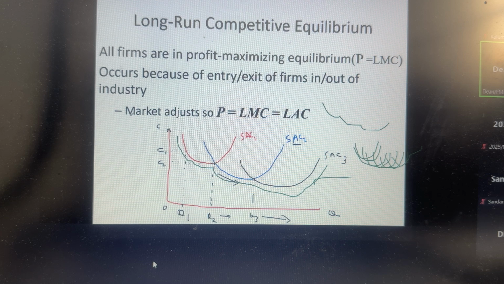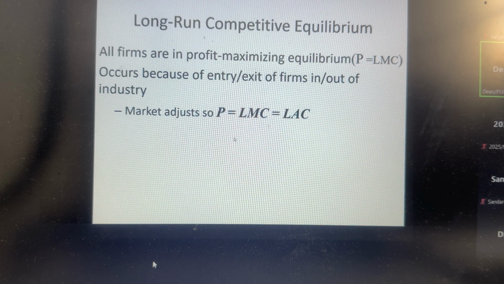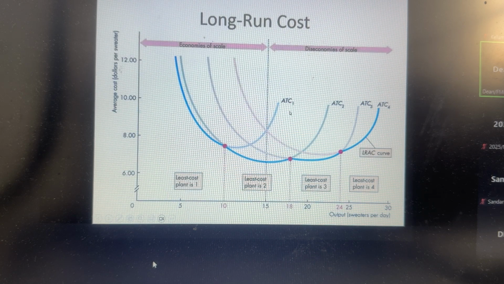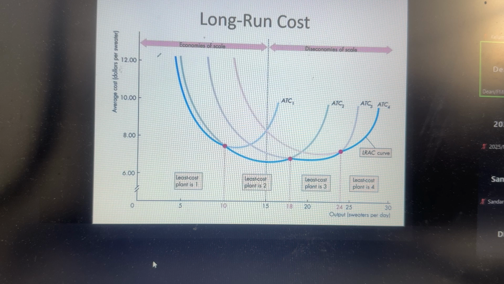The long run average cost curve can be derived from the short run average cost curves. So this blue color curly one is the long run cost curve. It becomes very much smooth like this with the number of plant sizes. Right? Pay a little attention to this one.